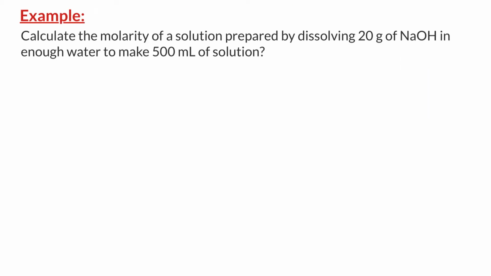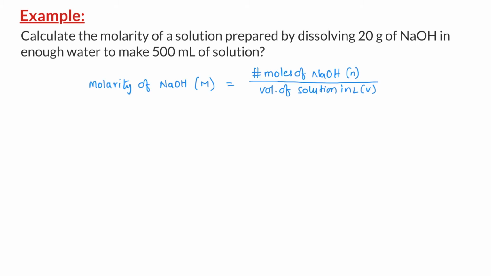Let us do an example problem. Calculate the molarity of a solution prepared by dissolving 20 grams of sodium hydroxide in enough water to make 500 milliliters of solution. Let us first write down the formula. Molarity of sodium hydroxide is equal to the number of moles of sodium hydroxide divided by the volume of the solution in liters. What is given in the question?